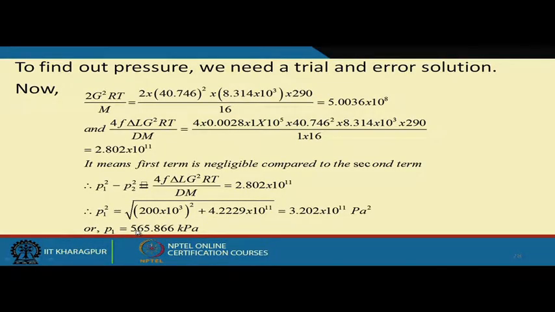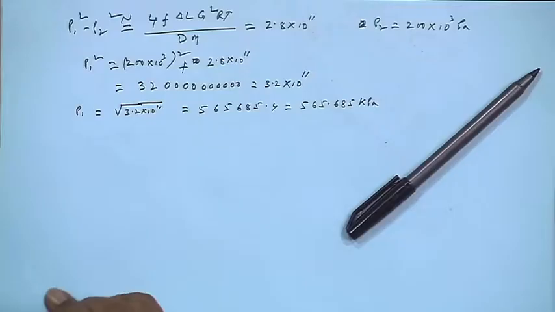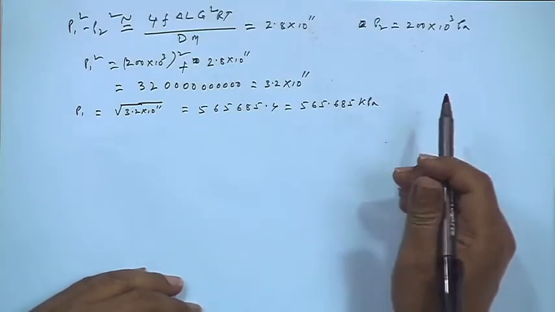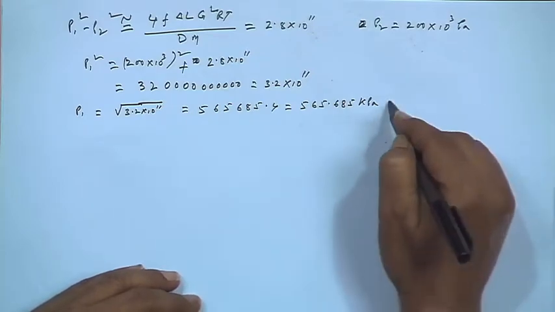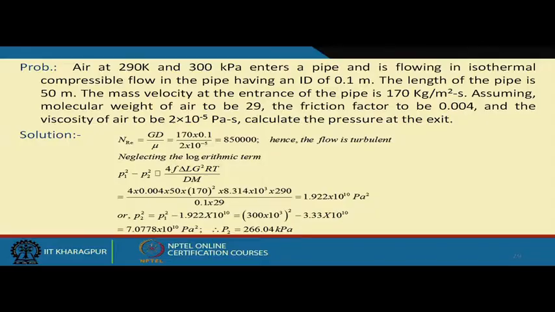Yes, 565.865 or 866 kilopascal. So this is one way of doing that. Another way, of course, is that whenever you are doing this, you have to be sure that we have not taken P1 by P2. It may so happen that P1 by P2 may be required.